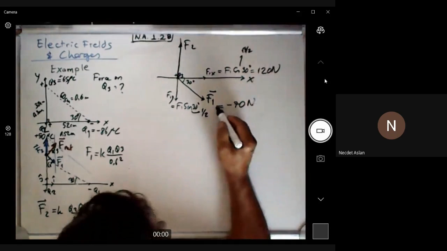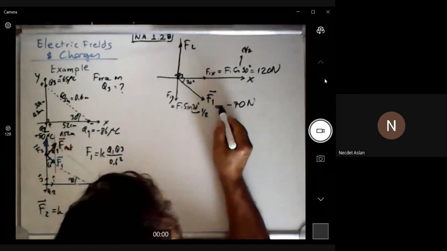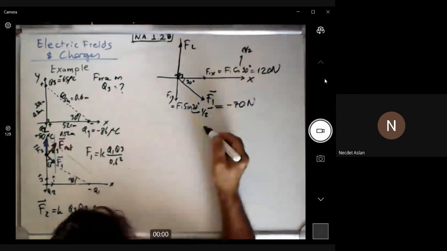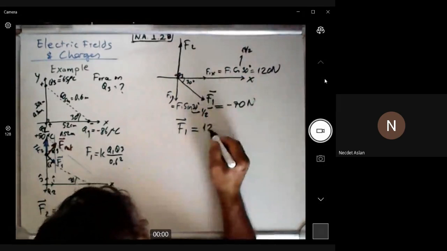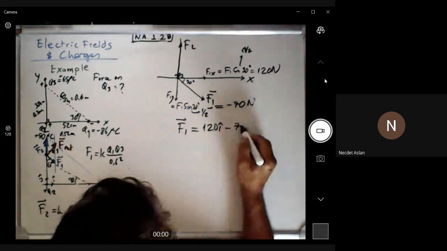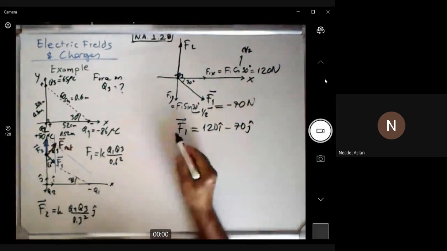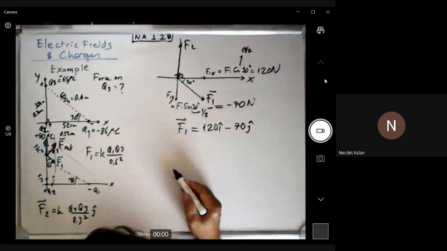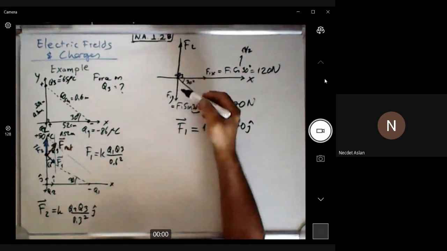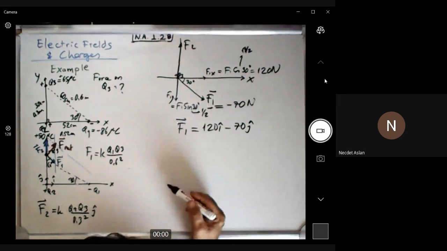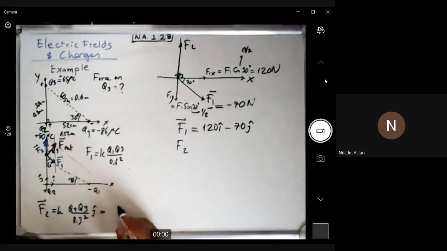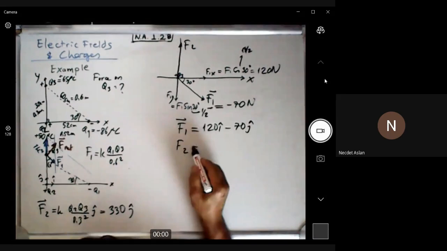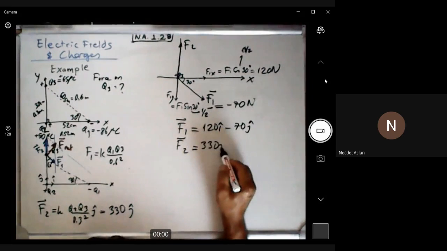We know the direction. So this is F1X, F1Y. Sorry, this is F1Y. This is F1X. Now, if you write F1 as a vector, it is just 120 I minus 70 J. Very simple. Okay, F1 is given by this because the Y component is in the minus Y direction, but the X component is in the positive X direction. But F2 was given as before, and the magnitude of F2 is 330, by the way, 330 J. So F2 as a vector is 330 J.